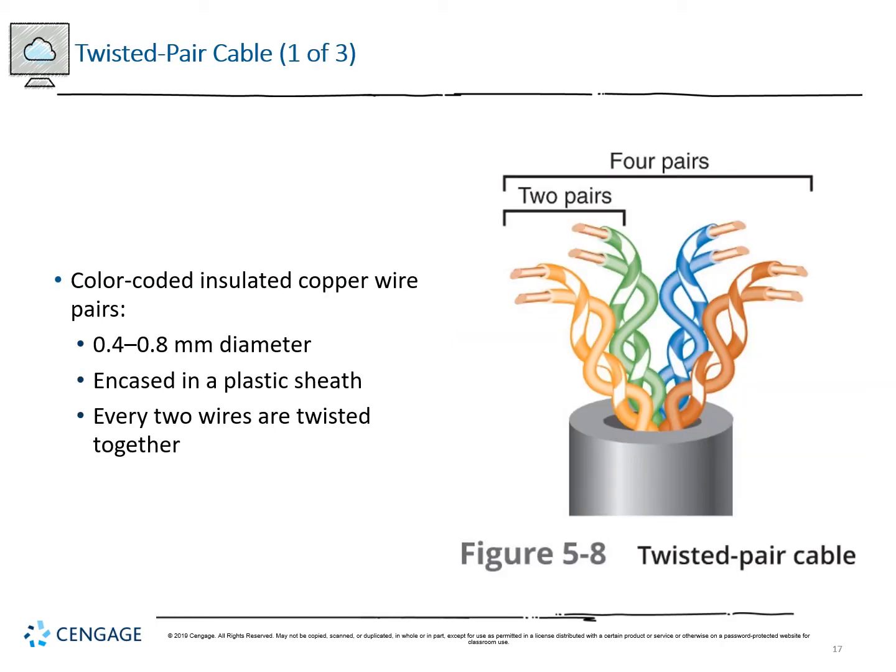Now here we have a different type of copper wire called a twisted pair cable. And this is where we have a much thinner diameter, 0.4 to 0.8 millimeters, and they are color-coded and insulated in pairs with a plastic sheath. Each of these two wires are twisted together to make use of what we call the cancellation effect.